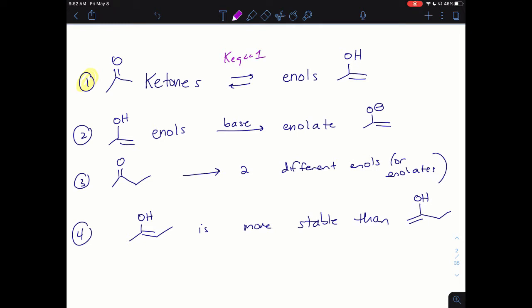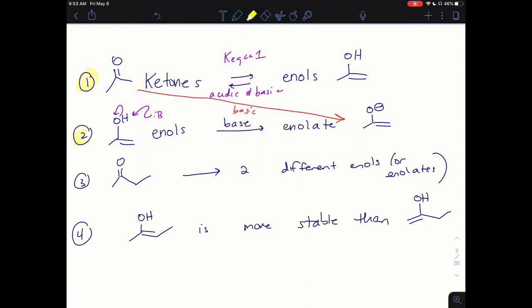And we want to know the mechanism in both acidic and basic conditions. So we will review that. Two, enols can be treated with a base to form the enolate. That base can deprotonate and form the enolate. Or if you're under basic conditions, the ketone can go directly to the enolate.